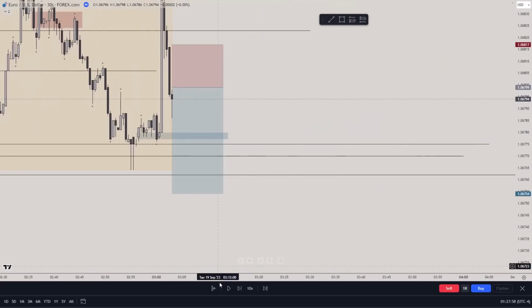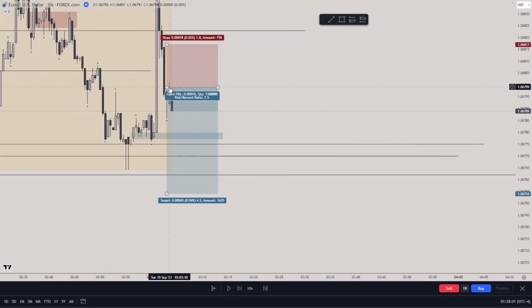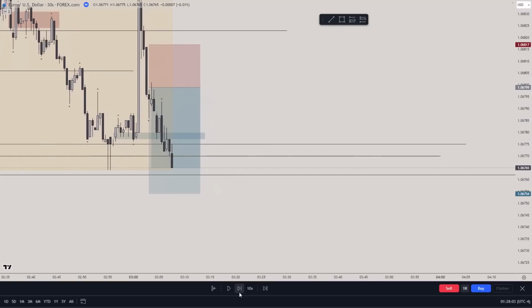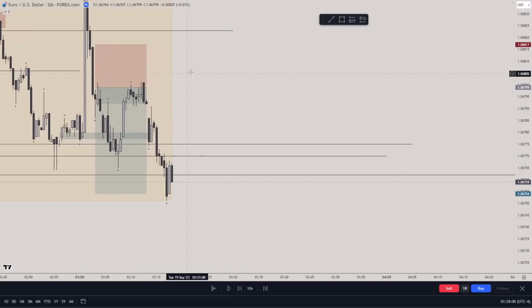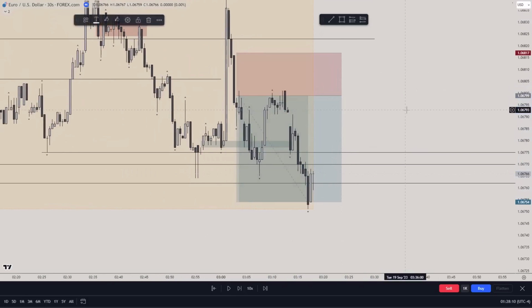So I'm just curious to see what's gonna happen. And we get filled here, and price goes to the entry again and then takes profit. So that was also a very nice trade.